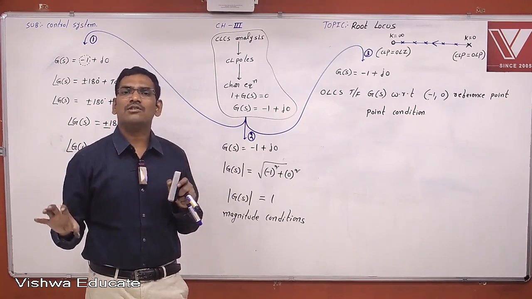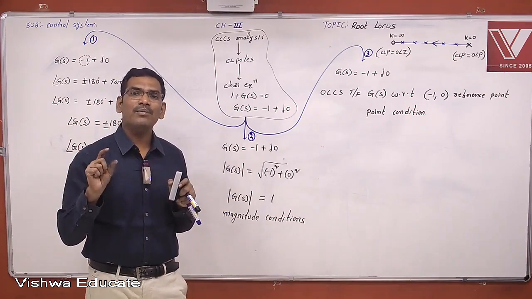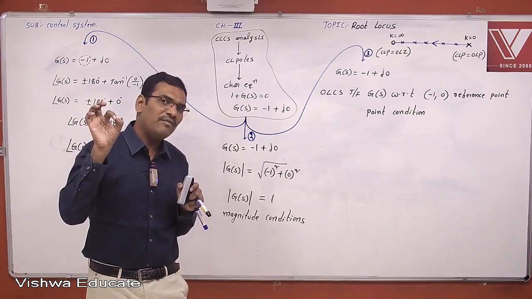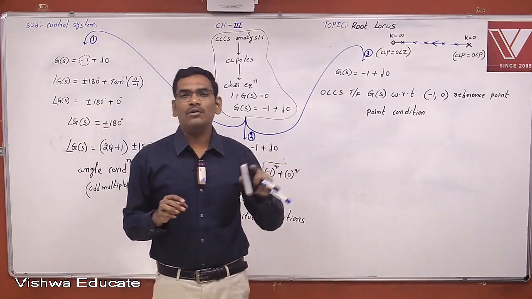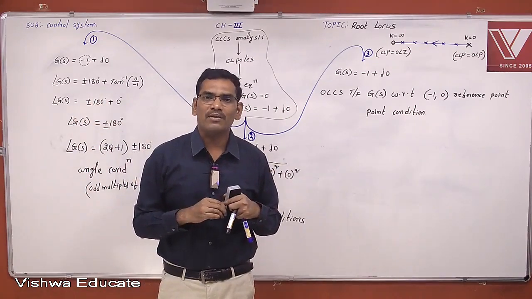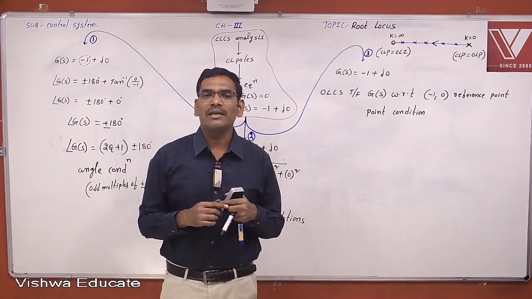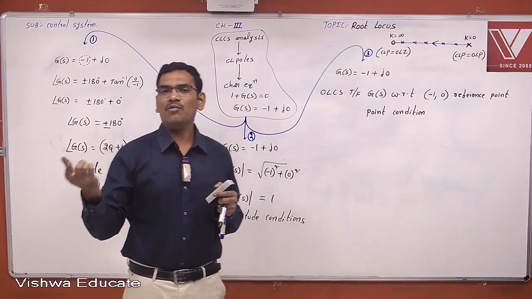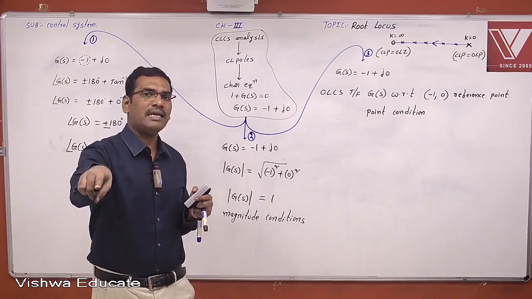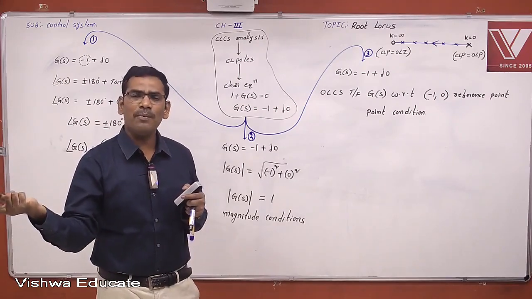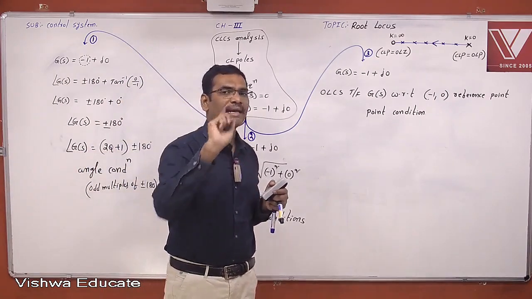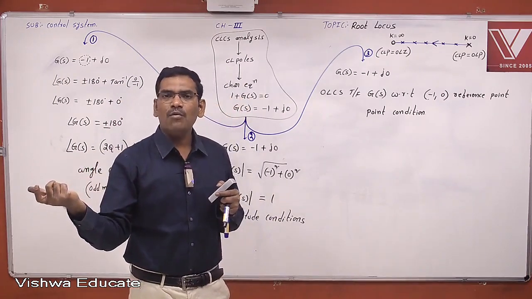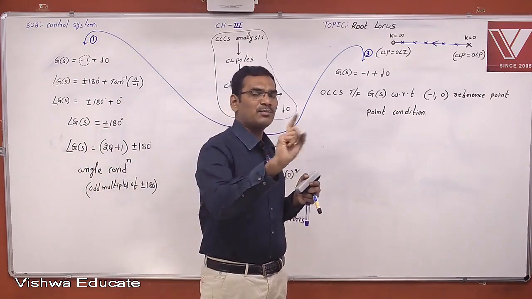For all these topics, we are taking an open loop control system, but in each and every topic we want to do the analysis of a closed loop control system. So how is it possible? It is possible because we are taking an open loop and taking a reference as the angle condition. We are taking an open loop and taking a reference as the magnitude condition. We are taking an open loop and taking a reference as the point condition.